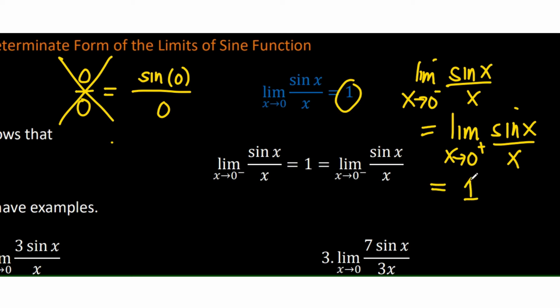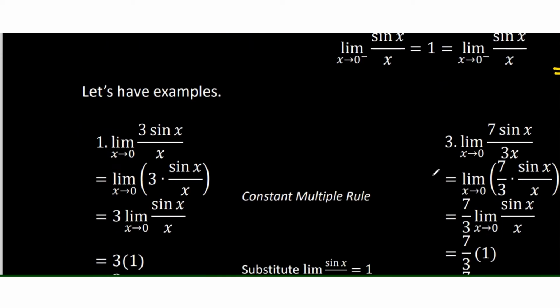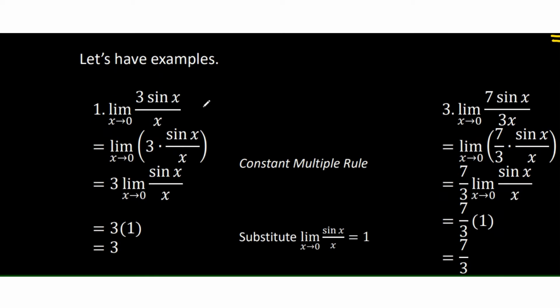to 1. Now to start, we have limit of 3 sine x over x as x approaches 0. So the first thing we need to do here is to separate 3 so that sine x over x as x approaches 0 will become 1 in the substitution. Now multiply 3 times 1, so the limit is 3.